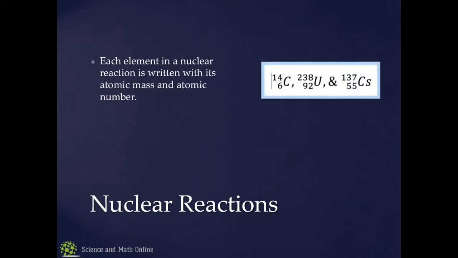elements in a nuclear reaction are written with the atomic mass and the atomic number, like we just saw in our previous lesson. So I've got uranium-238. So uranium has an atomic number of 92. It has an atomic mass of 238. When you're making a nuclear power plant or a nuclear bomb, you want uranium-235. That's the one that reacts the best nuclear-wise. And so you look there.